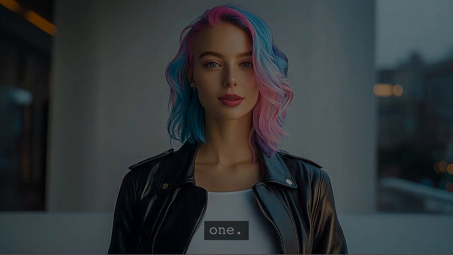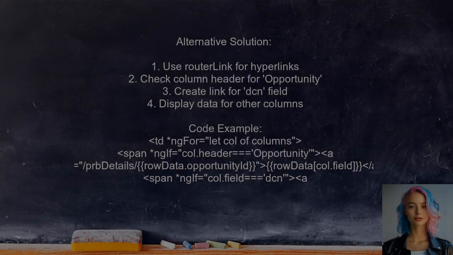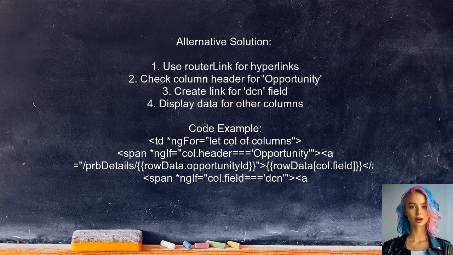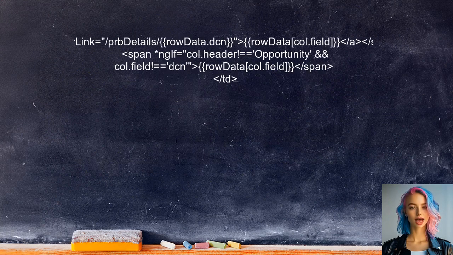Let's explore another one. An alternative solution provided by a user involves using Angular's router link directive within the PrimeNG data table. They suggest creating a table cell that checks the column header. If the header is opportunity, it creates a hyperlink using router link to navigate to the details page based on the opportunity ID. For the DCN field, it similarly creates a link. For other columns, it simply displays the data without a link.